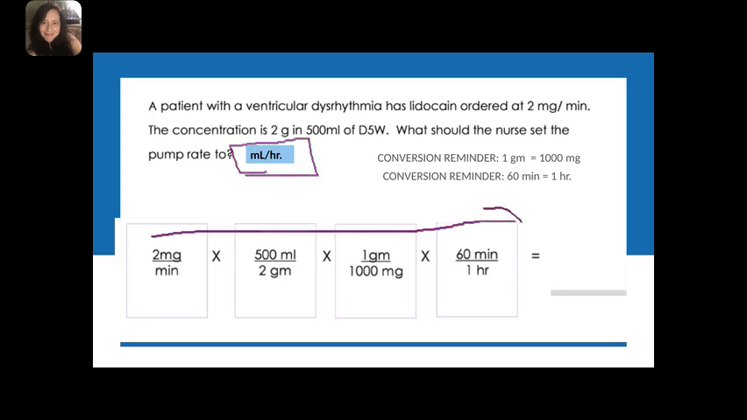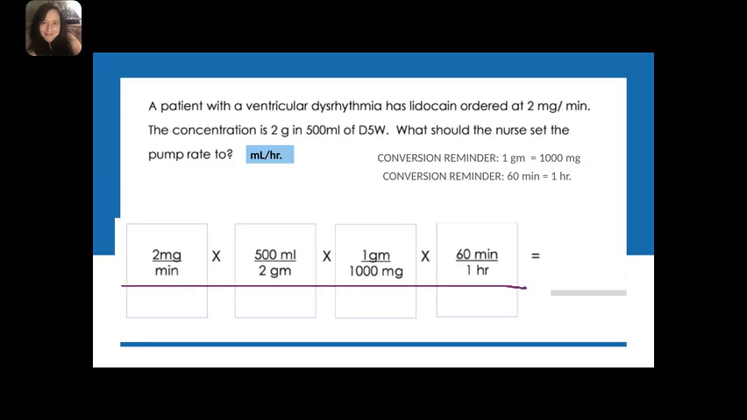And then we do our directional multiplication, right, of the numerator. Bear with me as I do this with you, and you can look at your own calculator, put it on pause to see what you get. So it's going to be 2 times 500 times 1 times 60, and that gave me 60,000. And then you have 2 times 1,000 times 1 equals 2,000 in the denominator.